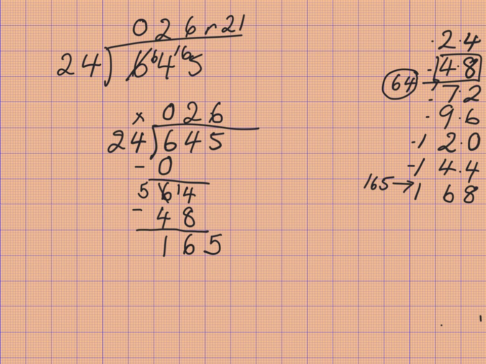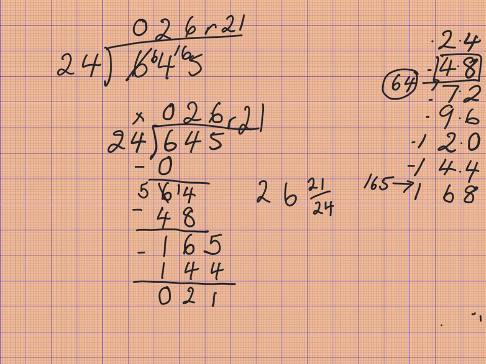Let's write that down. 144. Let's subtract that. Let's see if I took that away properly. 5 take away 1 is 1. 6 take away 4 is 2. 1 take away 1 is 0. Yes, I did. Yay me. So my remainder again is 21, or if I'm expressing that as a fraction, it's 26 with 21 over 24, which I can simplify to 26 and 7/8.